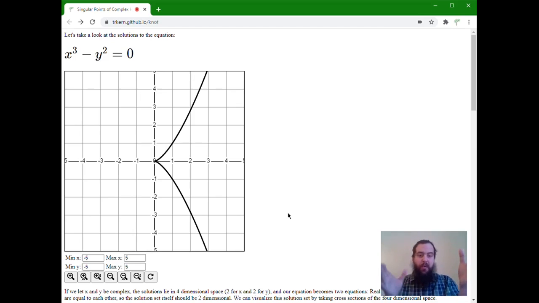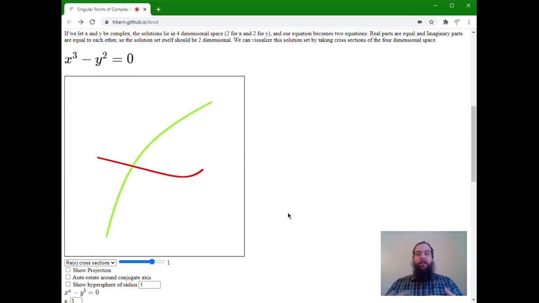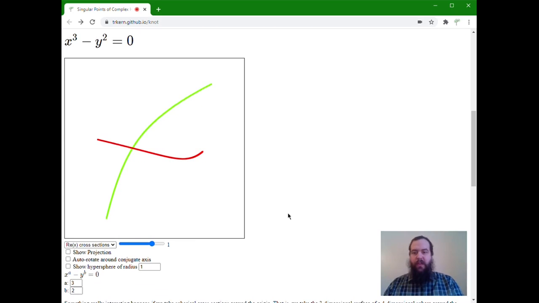It's nice and smooth for the most part, except it has a singular point. It has a cusp at the origin. So that's not actually what I want to talk about. I want to talk about what happens if we let x and y be complex numbers. So let's focus on that situation there.